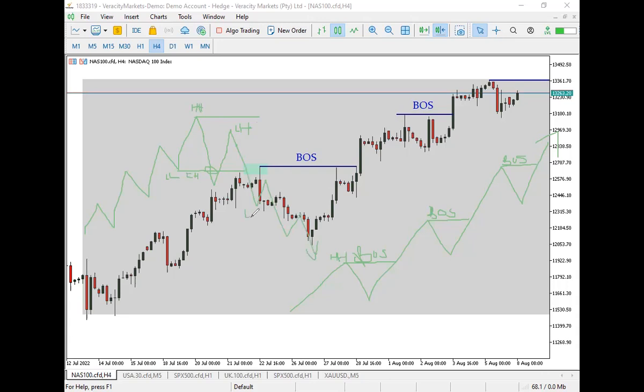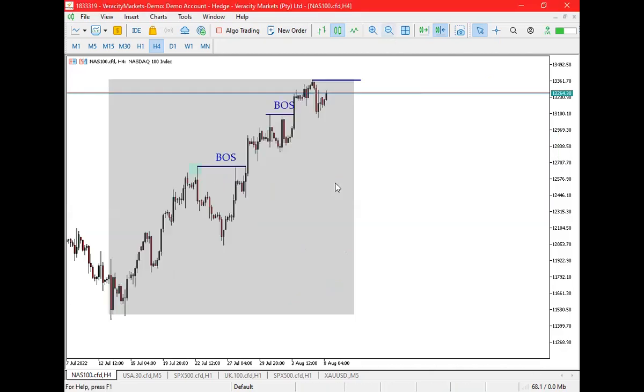Then a lower low, then a lower high there, a lower high. And then a lower low, and then a lower high. This is the difference between the two. So if you check that, this is a nice BOS. We have two BOS there, you are able to see.